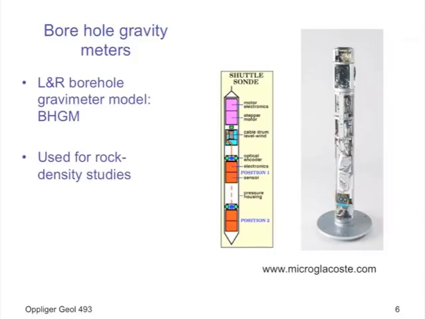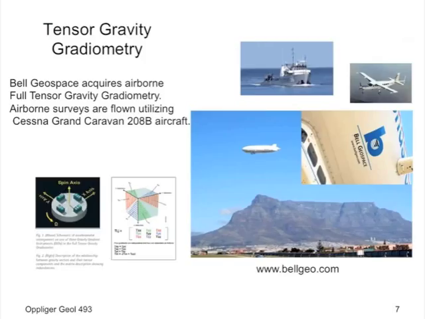So at least in oil fields, there's so much comparative data that there's no point in using an actual borehole gravity meter anymore. So this is the Bell platform. Here it is in a helium-filled blimp over Cape Town and the Table Mountain that's behind Cape Town there.